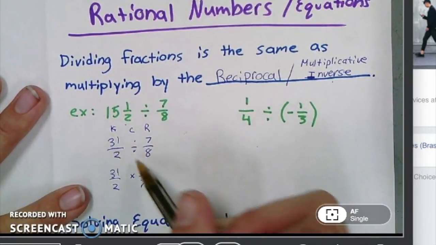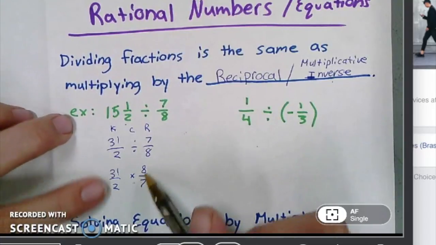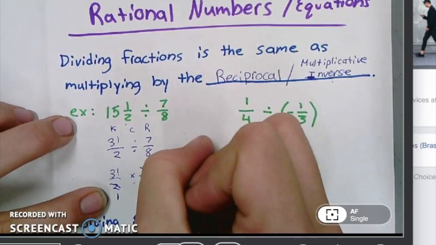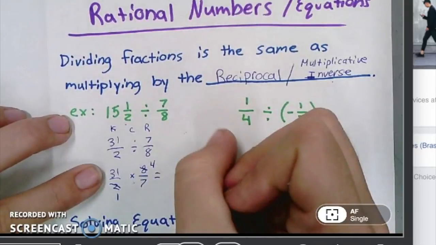Don't try to simplify up here. You've got to do that once it's multiplication. So here we've got, oh, there we go. 2 goes into 2 one time. 2 goes into 8 4 times. 31 and 7 don't have any factors in common.